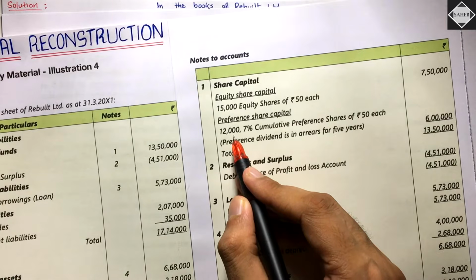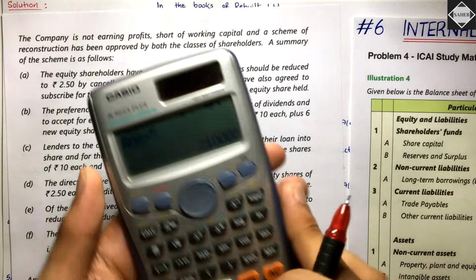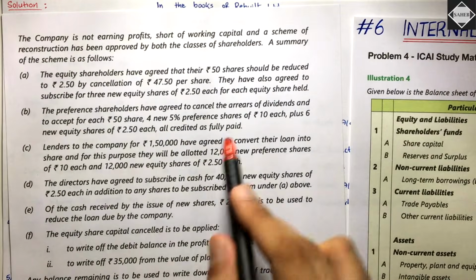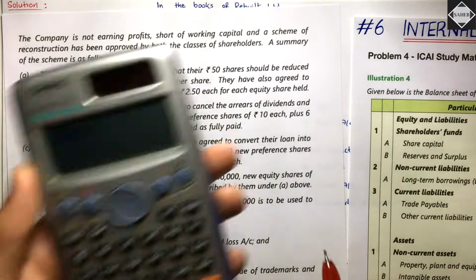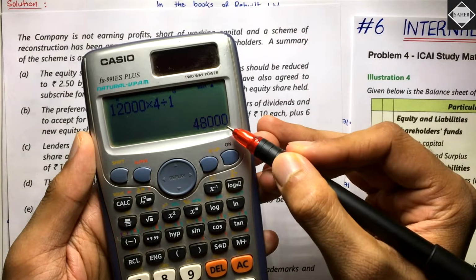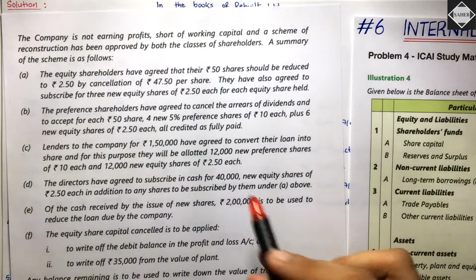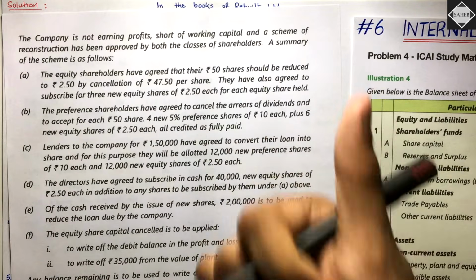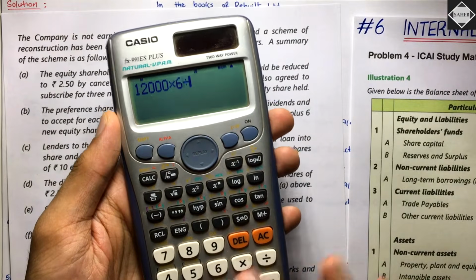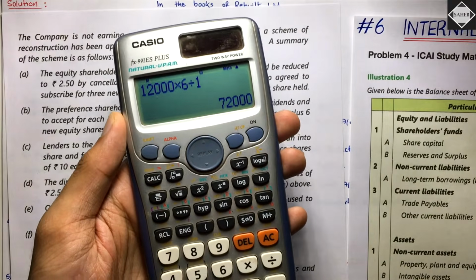See here, 12,000 were the old preference shares, right? So these are being replaced now. How will you calculate? 12,000 into 4 new preference shares for each old share, so 4 divided by 1. That's equal to 48,000 new preference shares. For new equity shares, it is 6 for every one: 12,000 old preference shares into 6 divided by 1. That's equal to 72,000 new equity shares given to preference shareholders.